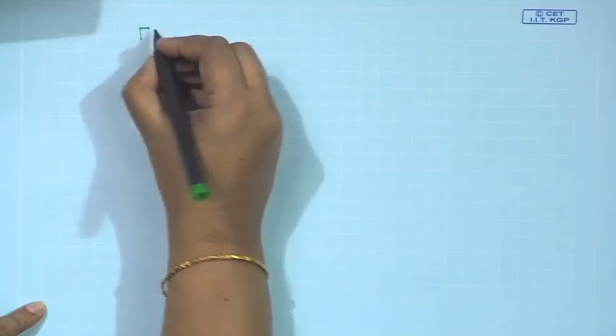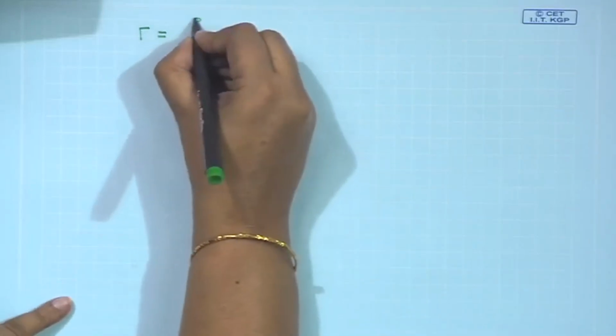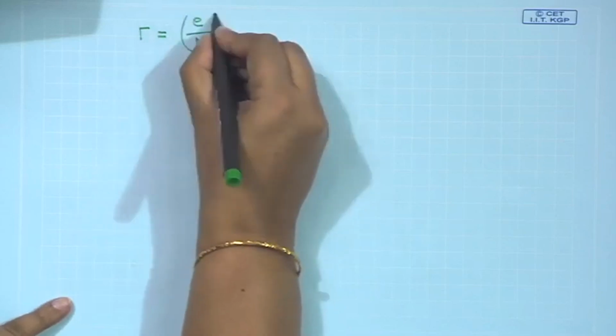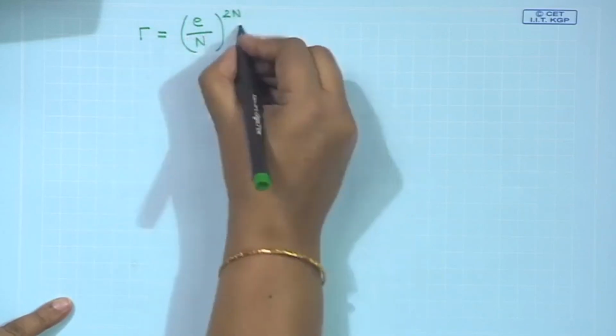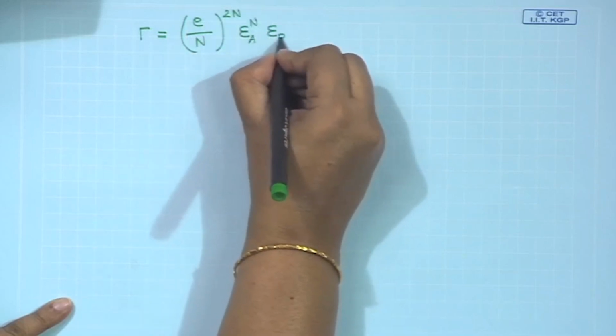Now, the next thing that we are going to discuss is what happens if, unlike the cases that I have discussed till now, both N and epsilon become very large. We have already seen that in such a case the number of microscopic states is going to be given by (e/n)^(2n) into epsilon_A to the power of n into epsilon_B to the power of n.